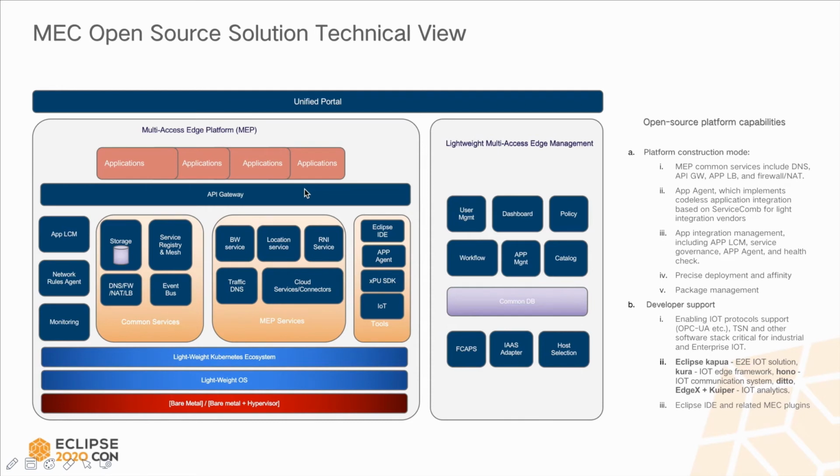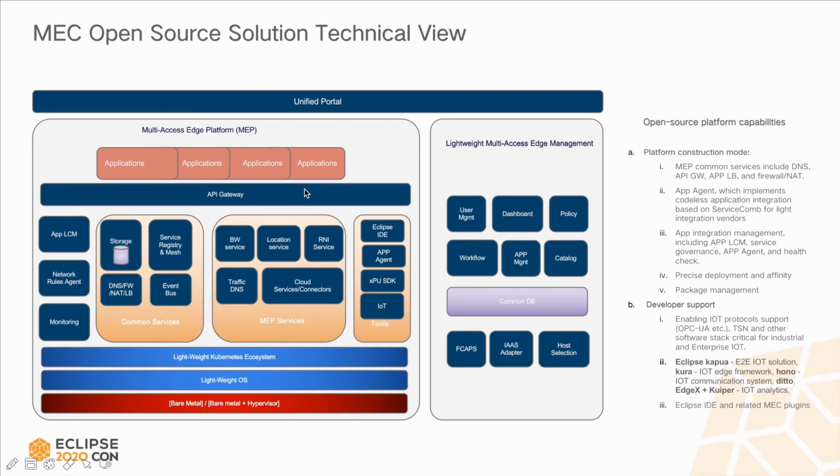It also provides storage, and provides different kinds of services, including 5G network services and vertical industry enablement services. In addition, it will also provide some tool chains to ease and accelerate application development. For example, the Eclipse IDE, and Eclipse IoT tools including Eclipse Capra, Kura, Hono.